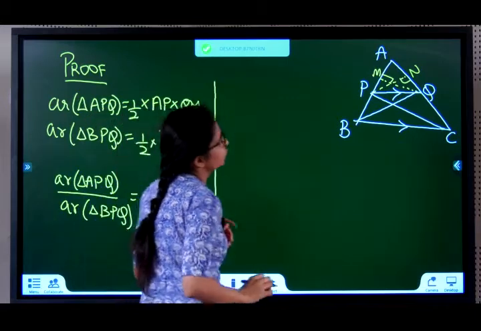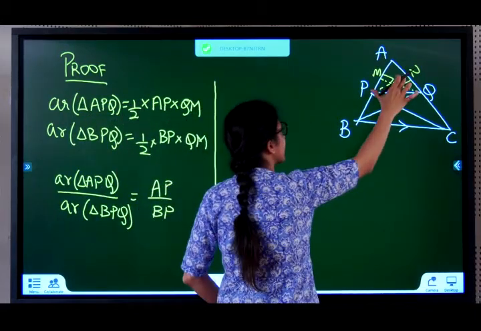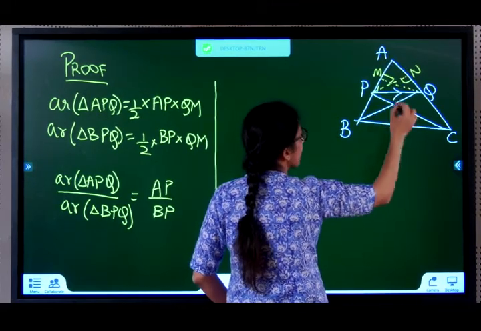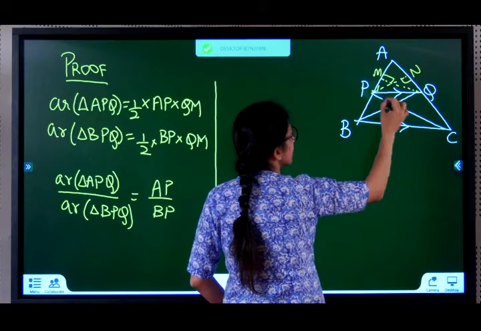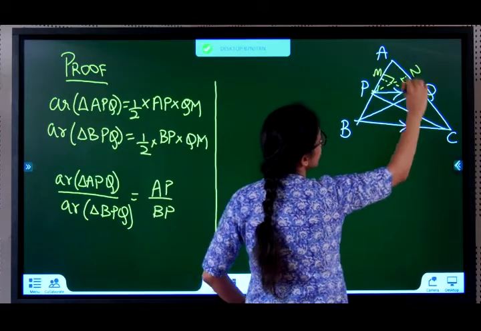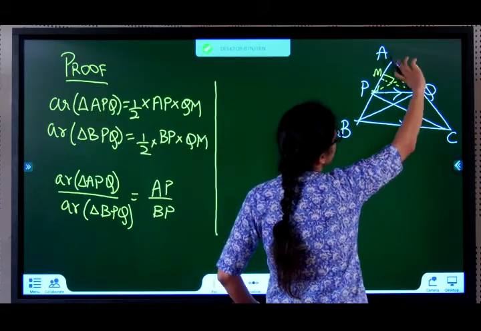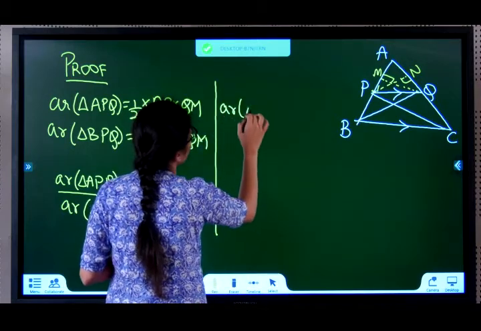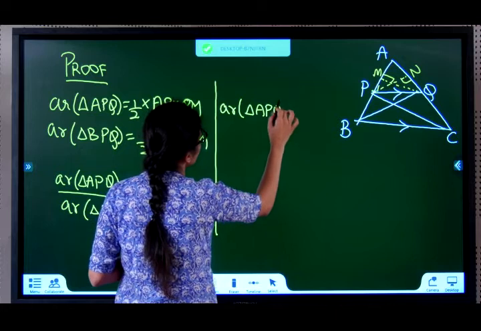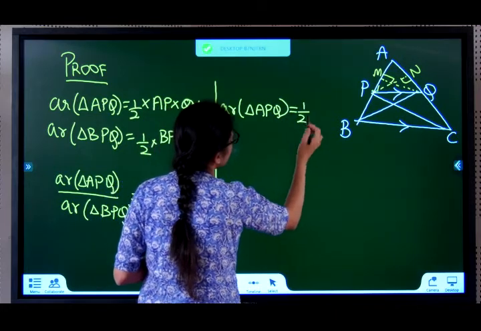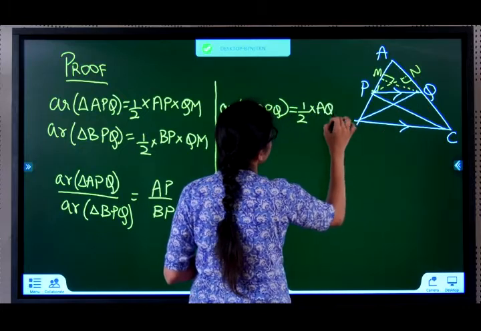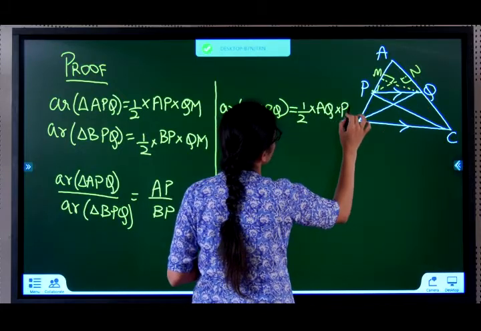Now, do the same thing with PN. PN is the height for this triangle APQ, and it is also the height of this triangle CQP, right? In CQP, QC is involved. In APQ, AQ is involved. So, area of triangle APQ is equal to half into, who's the base? Base now is AQ and height now is PN.